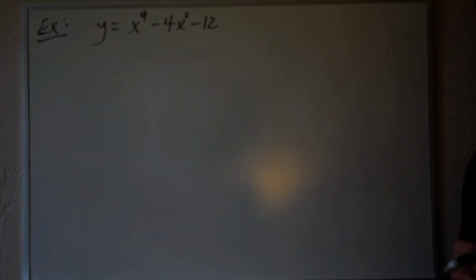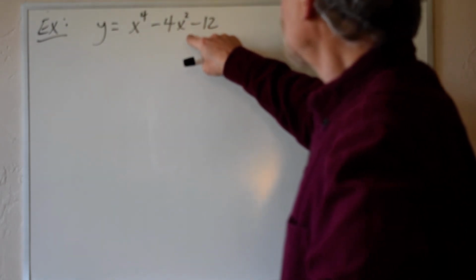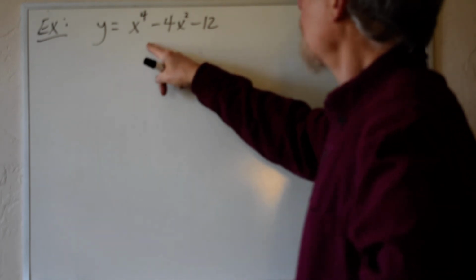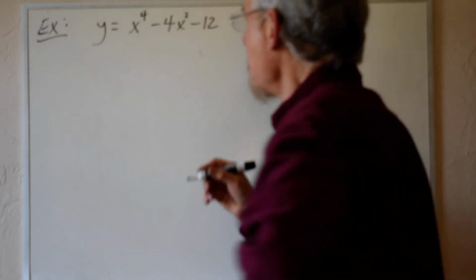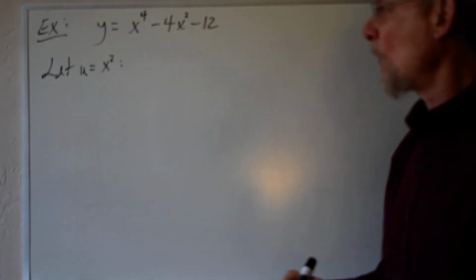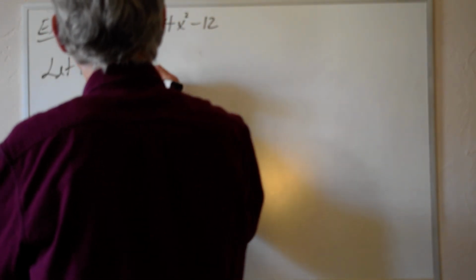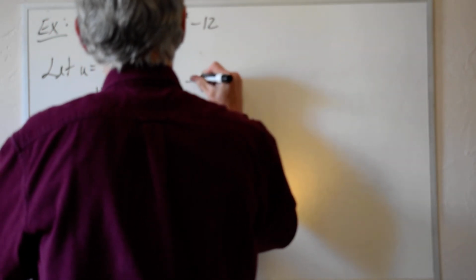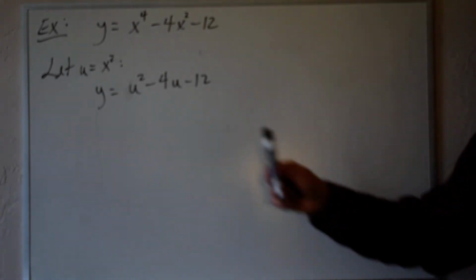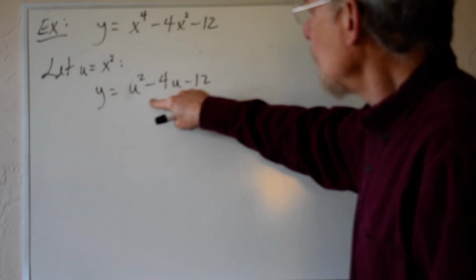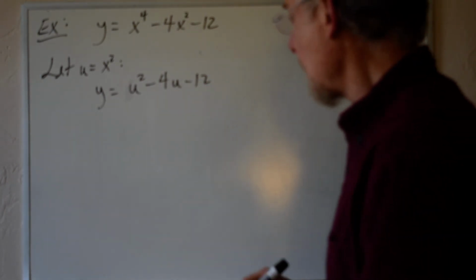This is going to incorporate a few of our skills. Notice that this is a quadratic type. This is an expression of quadratic form. I can substitute. I can say let u be the same as x squared. Then, substituting, I get that. And just as we saw when we learned this a week or so ago, this is a very easy quadratic expression to factor.